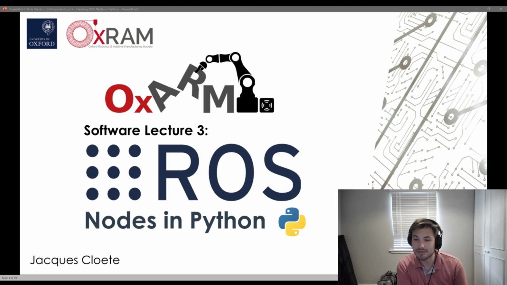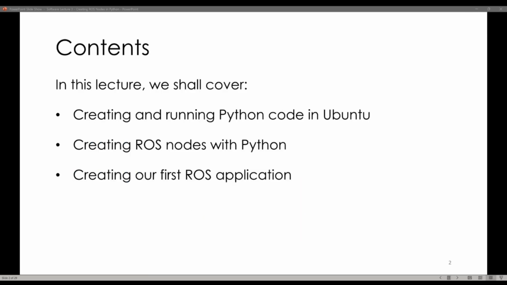Today we're going to start making some ROS nodes in Python. We're going to go over how to create and run Python code in Ubuntu. Then we're going to create a couple of ROS nodes with Python. We're going to make a simple publisher-subscriber system from scratch. And then we're going to create our first toy ROS application, a square number factory.